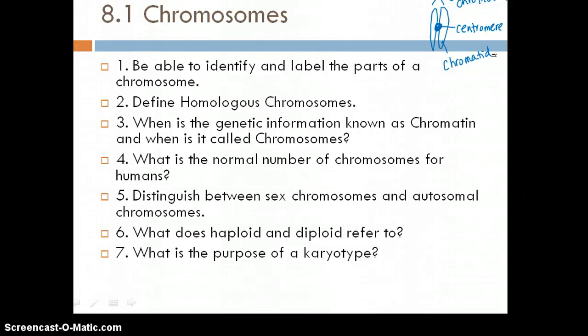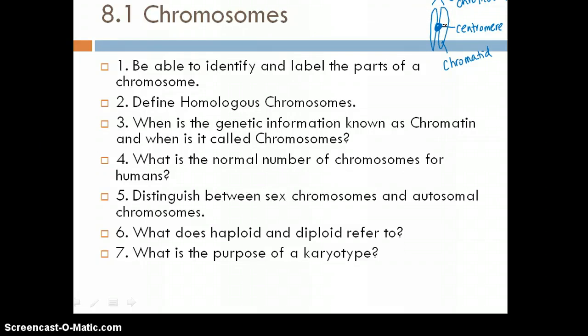We have 46 chromosomes, so there will be 46 of those in the cell. Define homologous chromosomes. Those are the same pair or leg, kind of, of the chromosomes that are held together by that centromere.